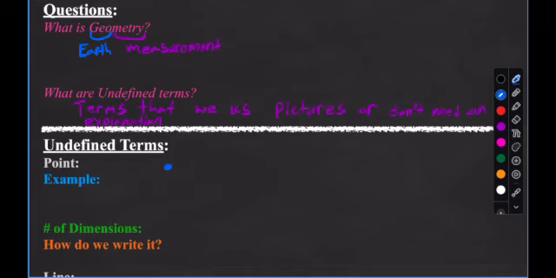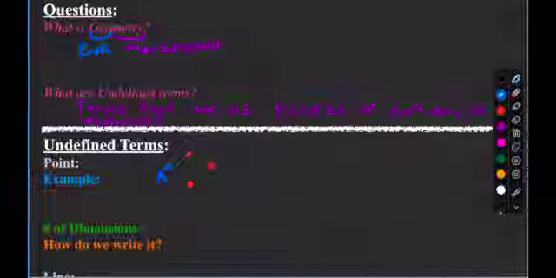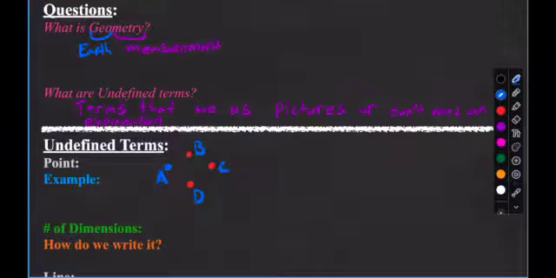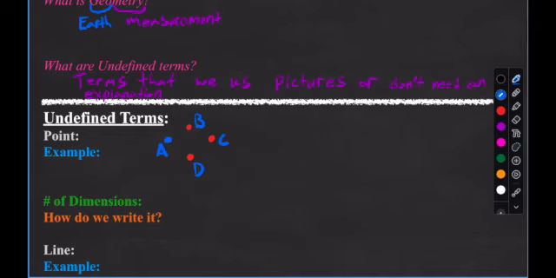And let's say we have several of these points. Let's put several points on this sheet of paper here. Well, these are just random points. How can we talk about these points? Well, in order to talk about these points, they have to have names. The easiest names is just to use the letters of the alphabet. So we say, okay, this can be point A, this can be point B, this can be point C, this can be point D. We name them. In order for us to be able to talk about them, it has to have a name.